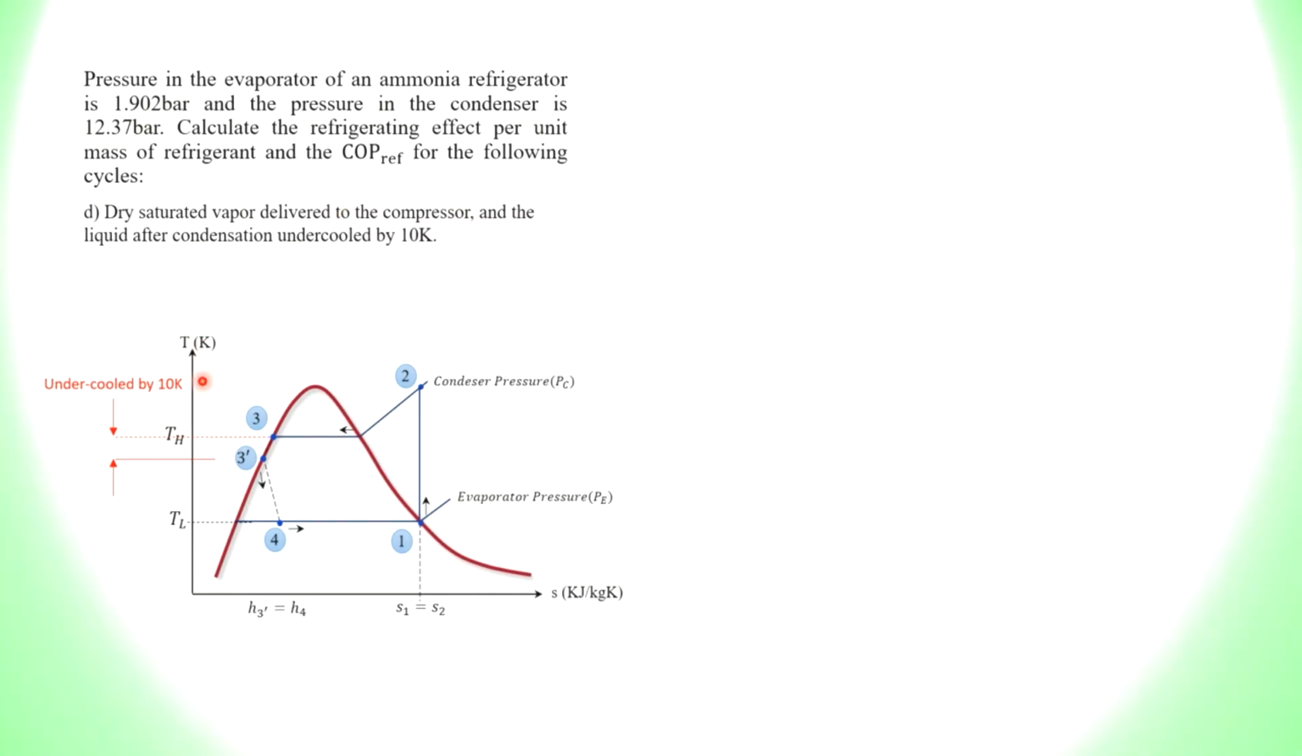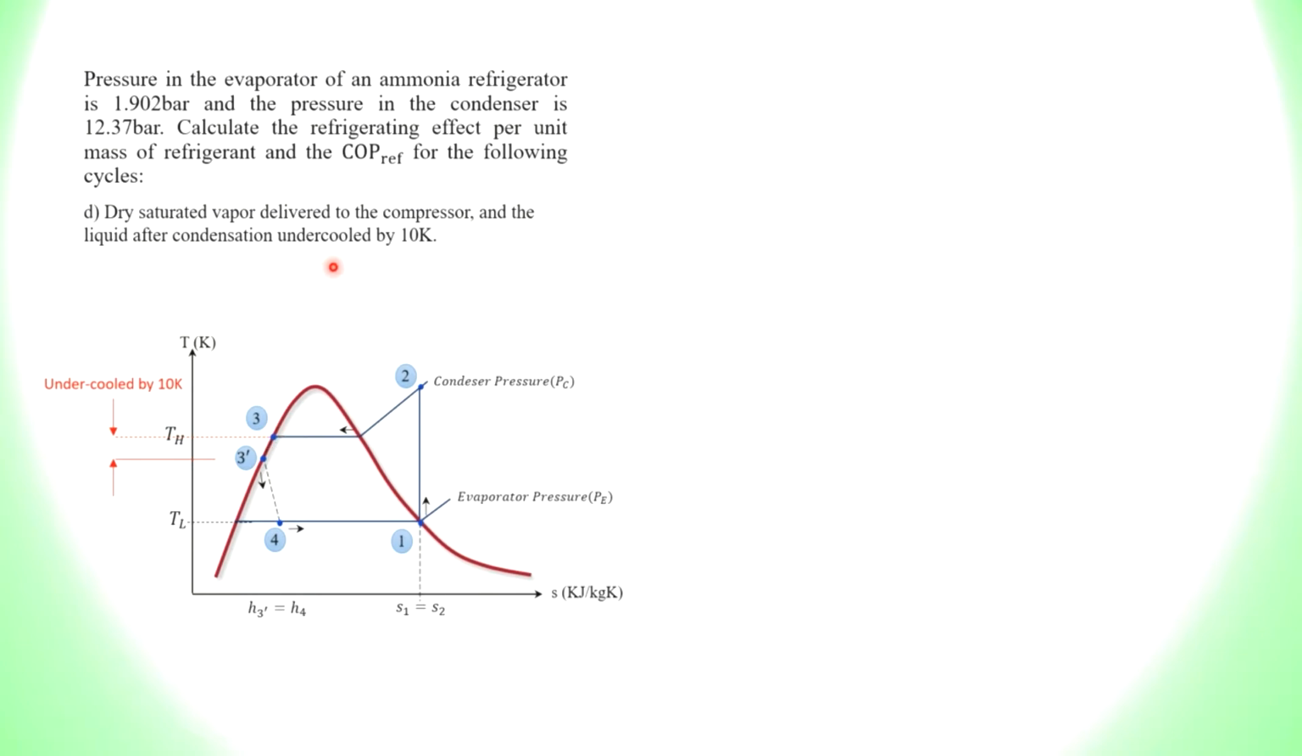So this would be the DS diagram. You include undercooling, when undercooling is included. So that is 3 to 3 prime. Basically, when you refer to the question, they say after condensation, the liquid is being undercooled here by 10 K. So usually that would be the exit of the condenser.